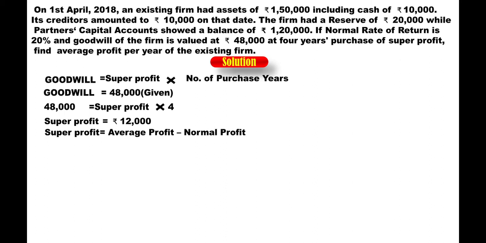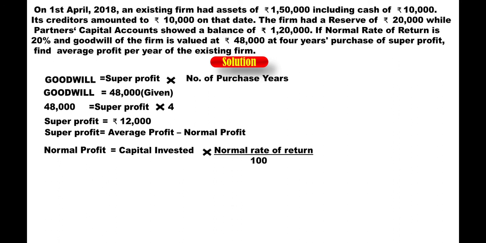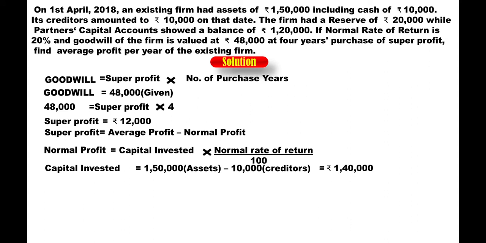Super profit equals average profit minus normal profit. Now we need to find out the normal profit first because we have the super profit, and if we get the normal profit, then it will be easier to find out the average profit. Normal profit equals capital invested multiplied by normal rate of return. Now here the asset side approach has been followed. You can also calculate the amount of capital invested with the help of the liability side approach, and the answer will be the same. That is, the capital invested is rupees 1,40,000.